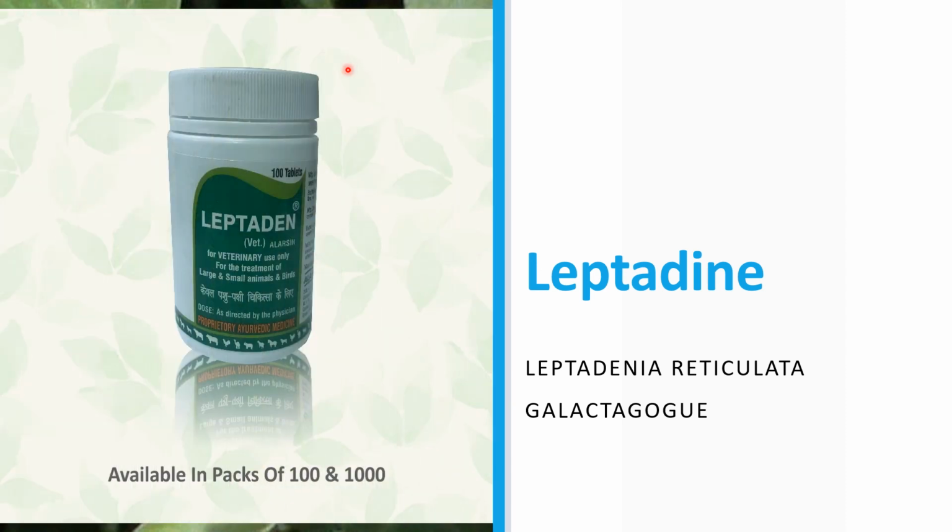Its commercial preparation in veterinary medicine is Leptadine. This drug is indicated for deficiency, irregularity, or absence of lactation in large and small animals to increase milk yield. According to the manufacturer, it is also indicated for retained placenta. It is said to induce safe, gentle, and smooth expulsion of retained placenta and its threads.